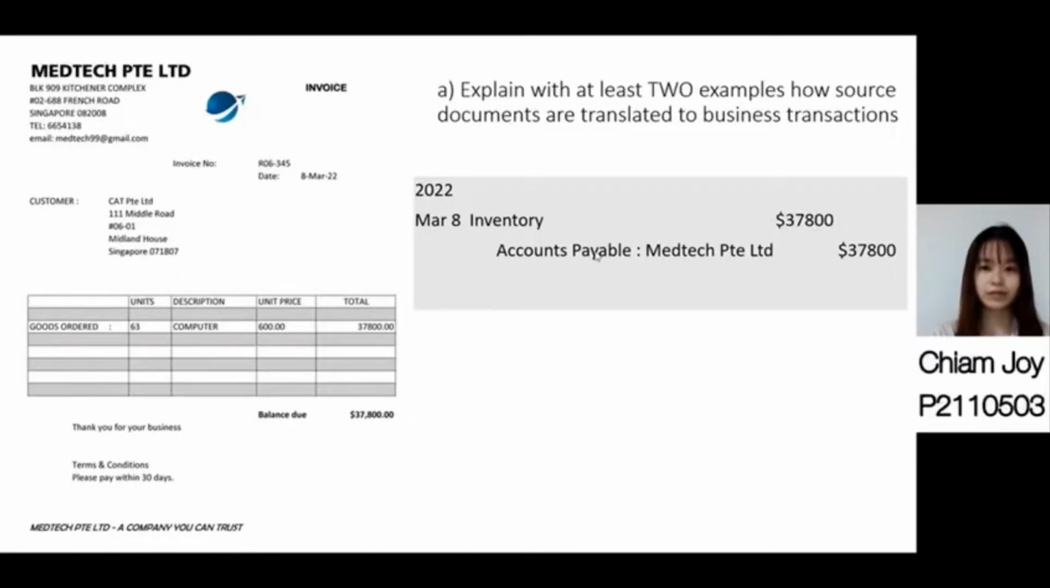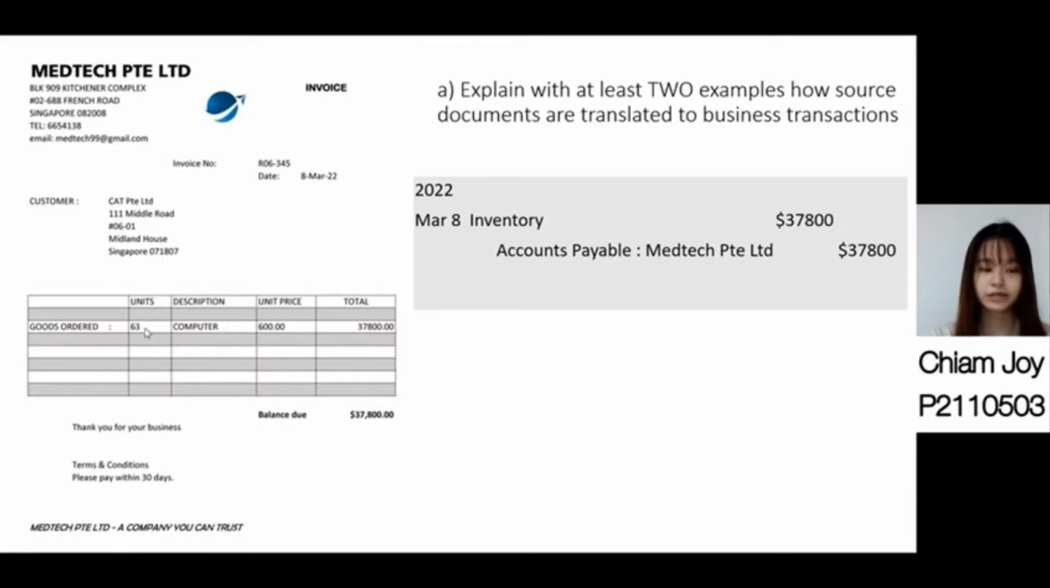I'll now be explaining with two examples how source documents are translated to business transactions. So in the invoice chosen as an example over here, we can see that the customer is addressed to CAT PTE LTD, which is us, and that the biller is MedTech PTE LTD. We can also see over here in the terms and conditions that we have to pay within 30 days, which is how we know that it is a credit purchase.